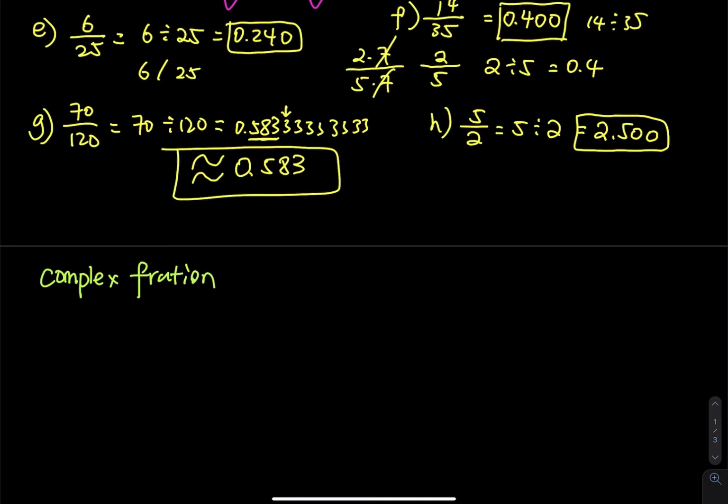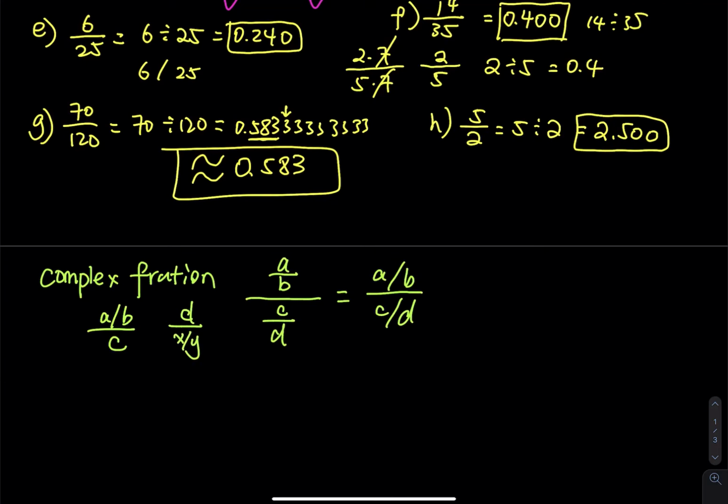So let's say you have A over B, and then the whole thing over C over D, a fraction divided by another fraction. You can write it like that, or you can do A slash B, C slash D. So this is a complex fraction. You have a fraction inside another fraction. It doesn't have to be a fraction on top and bottom. You can have A over B divided by C, or C over D divided by X over Y.